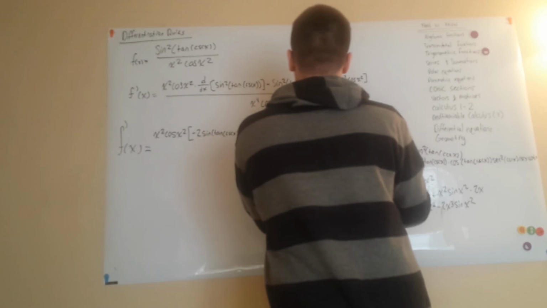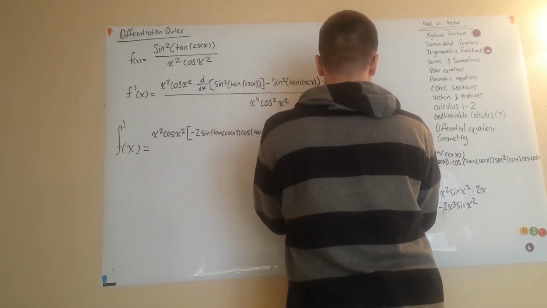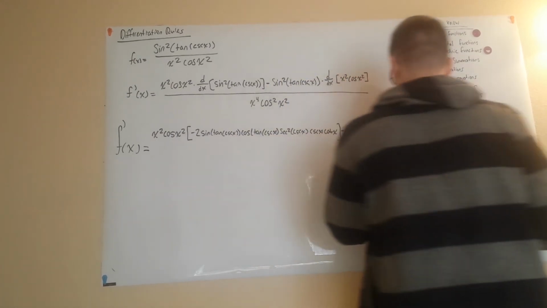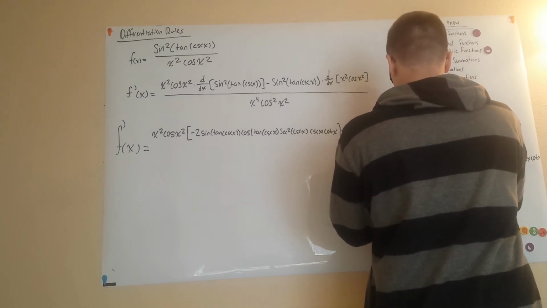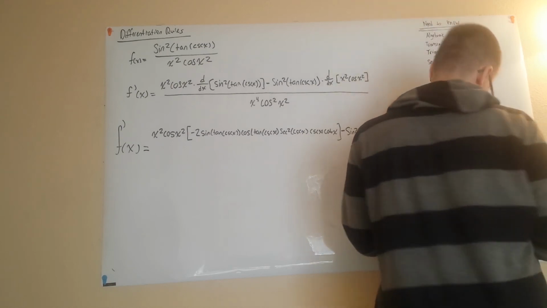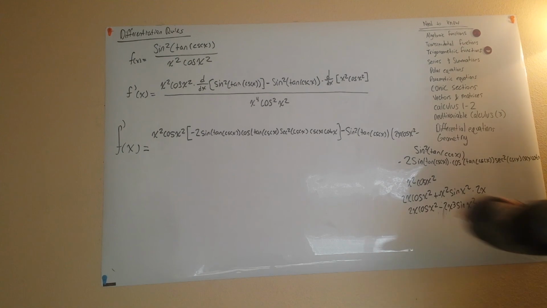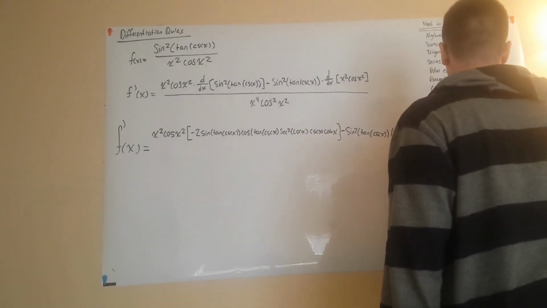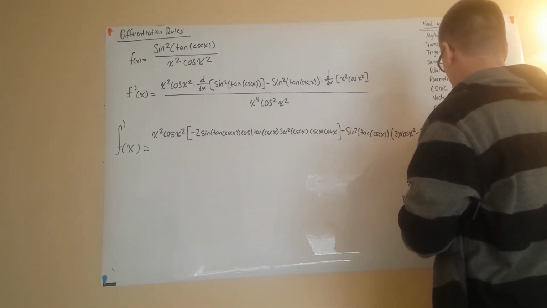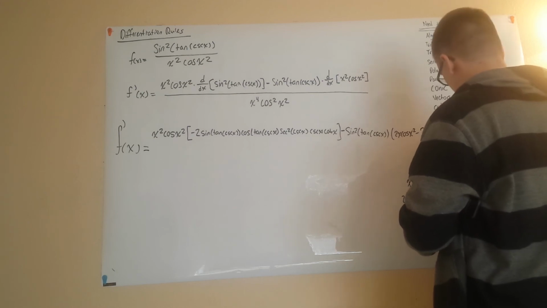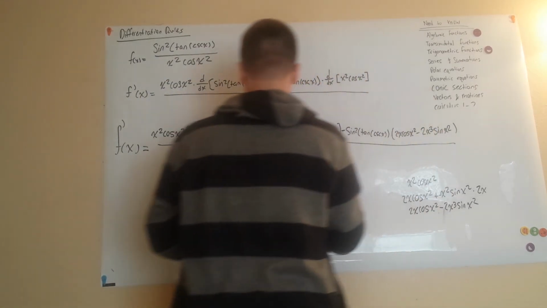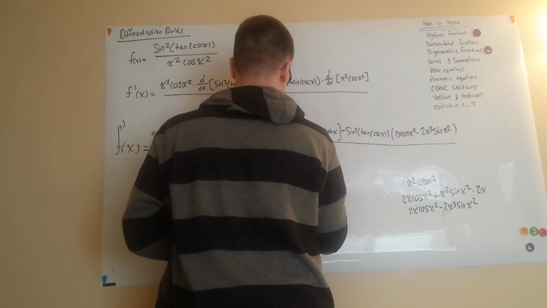minus sine squared tangent of the cosecant x times 2x cosine x minus 2x to the third sine x squared, all over x to the fourth cosine squared x squared.